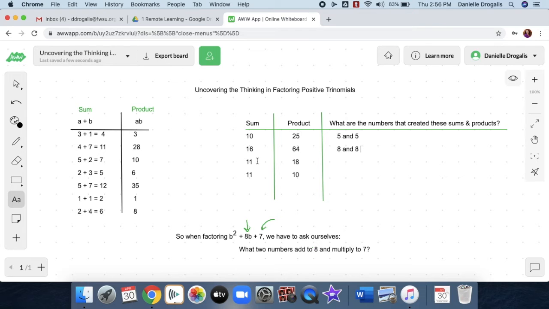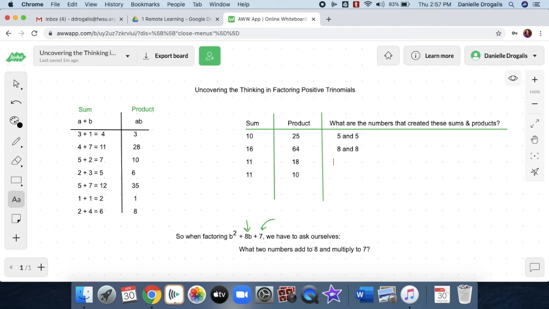So let's take a look at 11. Two numbers that add to 11, well, you could do 3 and 8, but when you multiply 3 and 8, you get 24. You could try 10 and 1. They add to 11, but when they multiply, they get 10. So the two numbers we need must be 9 and 2.